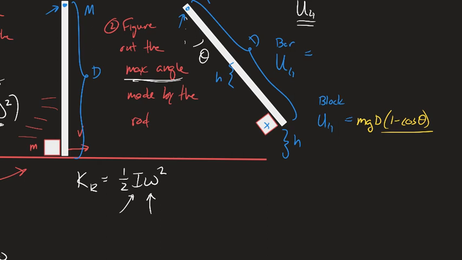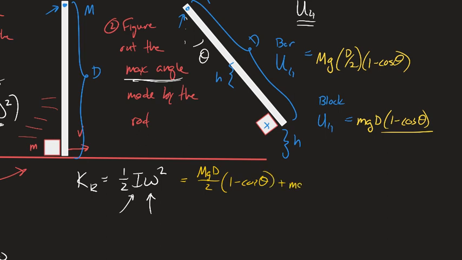But did you know to say mg d over 2 times 1 minus cosine theta for the bar? Because we're talking about lifting up the center of mass of the bar, and that's at its middle. So did you do that? That makes a difference. Which means the total amount of gravitational potential energy is mg d over 2 times 1 minus cosine theta plus lowercase mg d times 1 minus cosine theta. That's how much gravitational potential energy there will be in terms of theta.